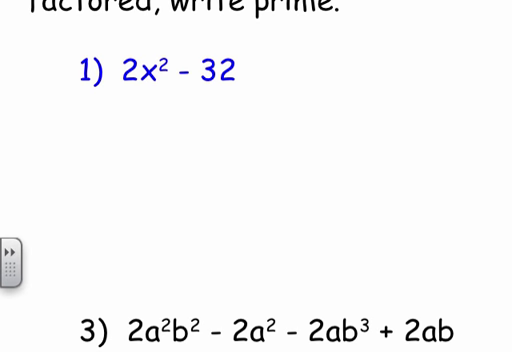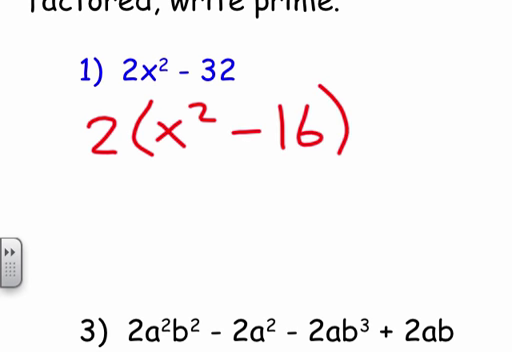So number 1, the first thing I look for is to see if I can pull something out. See if I can factor something out. Well, it looks like I can factor out a 2, so I'm going to go ahead and do that. Divide each term by 2, so I'm left with x squared minus 16 in parentheses. Next thing I look for is, do I have a difference of squares or a perfect square trinomial? Well, are these squares? Can I square root both of those? You bet I can. So I have a difference of squares.